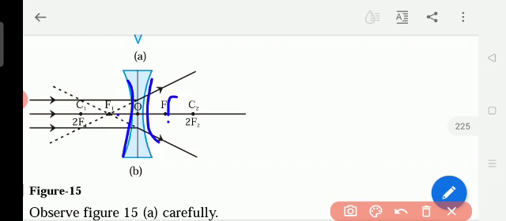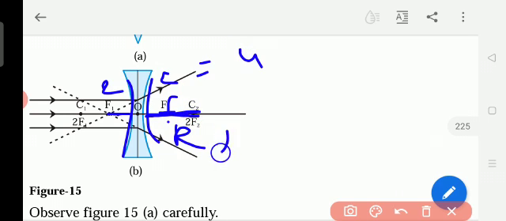Okay, so here the center of curvature, the radius, is what? Double of these two focal lengths. 2 plus 2 is equal to 4, so the radius of this will be 4. That is the one. Double of the focal length is the center of curvature, the radius of the lens.